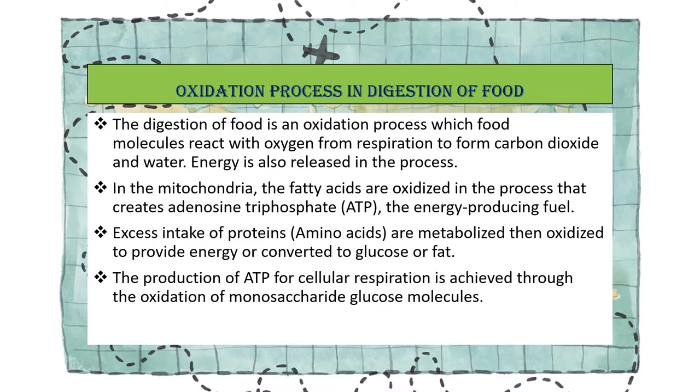There is also an oxidation process in digestion of food. The digestion of food is also considered an oxidation process, in which food molecules react with oxygen from respiration to form carbon dioxide and water, also resulting in the release of energy. For example, in the mitochondria, fatty acids are oxidized in a process that creates ATP, the energy-producing fuel for the use of cell bodies. Besides, excess intake of proteins in the form of amino acids is metabolized and oxidized to produce energy or converted to glucose or fat. Also, the production of ATP for cellular respiration is achieved through the oxidation of monosaccharide glucose molecules.